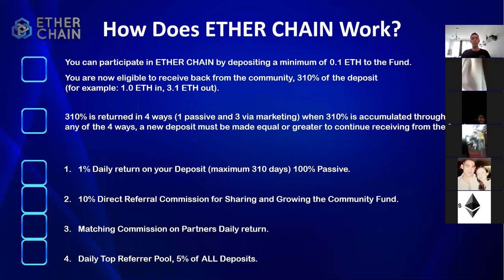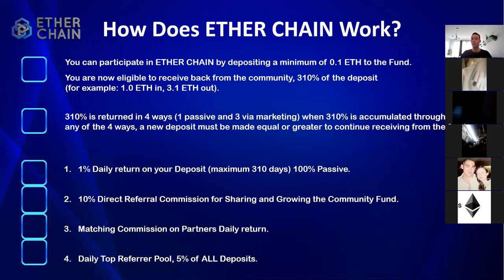Now, how does it work? Well, you can participate in EtherChain by depositing a minimum of 0.1 Ethereum to the fund. That's all you need to do. You will now be eligible to receive back from the community 310% of that deposit. So for example, if you put 1 Ethereum in, you can take 3.1 out. Now, the 310% is returned in 4 different ways. You have 1 passive and 3 by marketing.